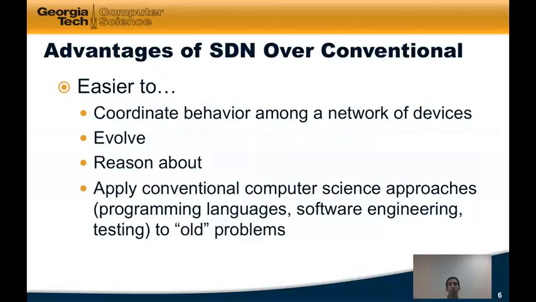If you're controlling the behavior of a network from a high-level program, this potentially makes the network behavior easier to reason about because you can look at a single program and figure out what that program is going to do and how it's going to control the network. And finally, it makes it easier to apply conventional computer science approaches or things we've learned from other domains like programming languages, software engineering, and testing to some of these older network management problems that we haven't been able to apply these techniques to before because we've been operating at such a low level.